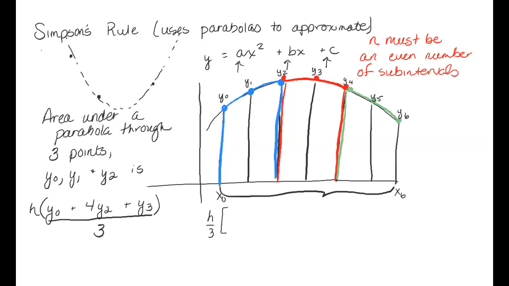All right, so my blue parabola. For the blue one, I've already got the h over 3 factored out. The blue one is going to be y sub 0 plus 4 times y sub 1 plus y sub 2. And then the height over 3, remember the height is the distance between regions, so that's the height. It's the delta x, if x is our independent variable.